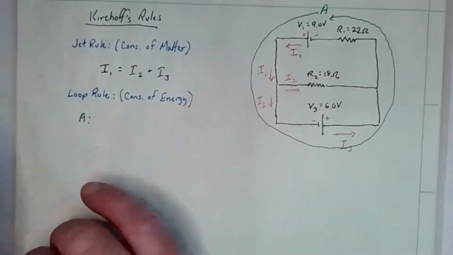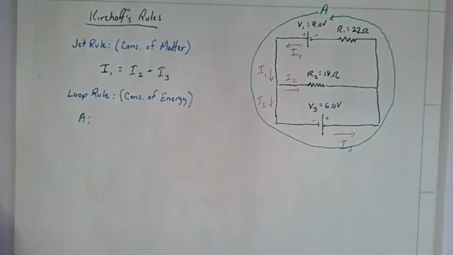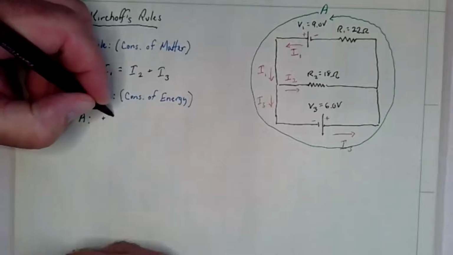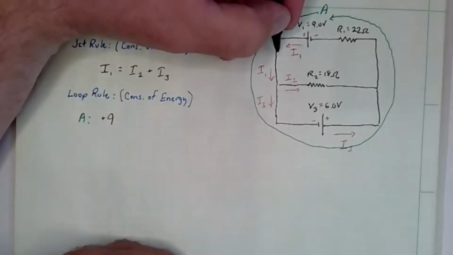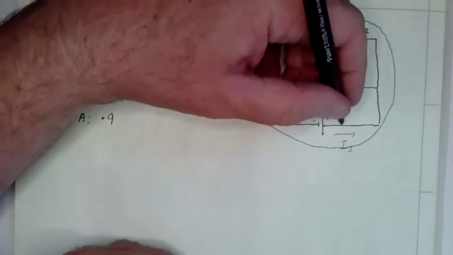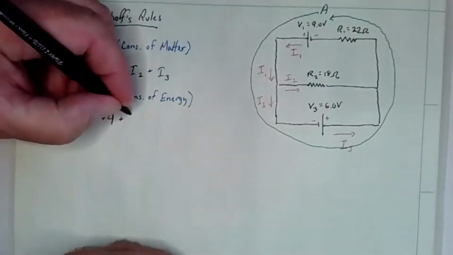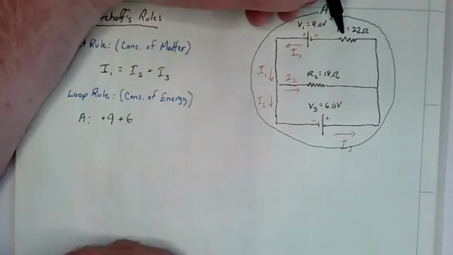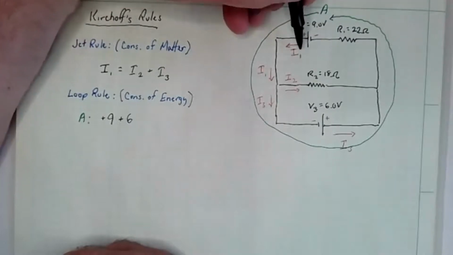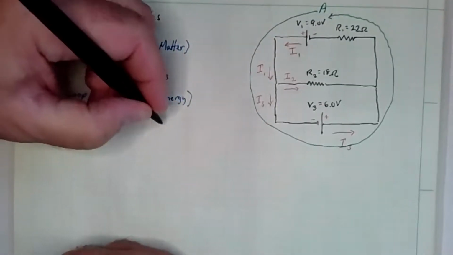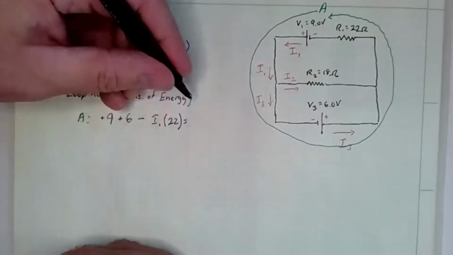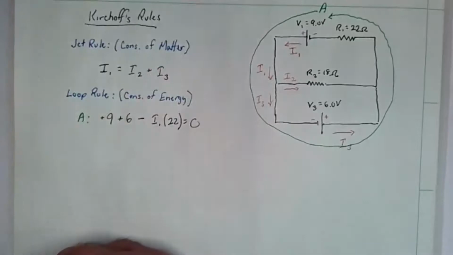So for loop A, we go around and we sum up all the pluses and all the minuses. So we have a gain here of +9. And then following around, nothing, nothing, nothing, nothing. And then another gain, so that's +6. And then nothing, nothing, nothing. And then a loss here. The voltage loss is going to be I times R, and the I we're talking about, we're in the realm of I1 here. So this will be minus I1 times 22 ohms. And we're back to where we started, so that should be 0.